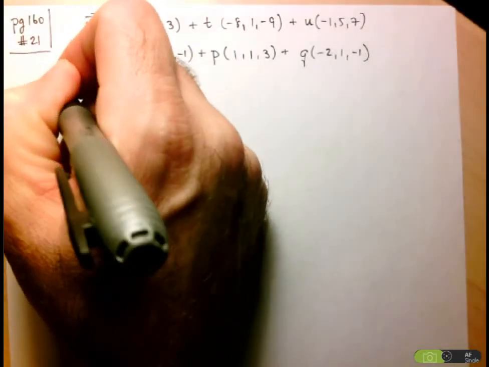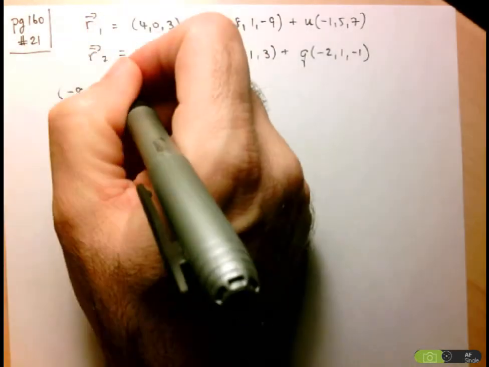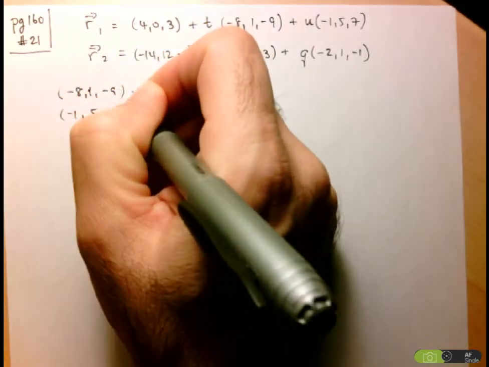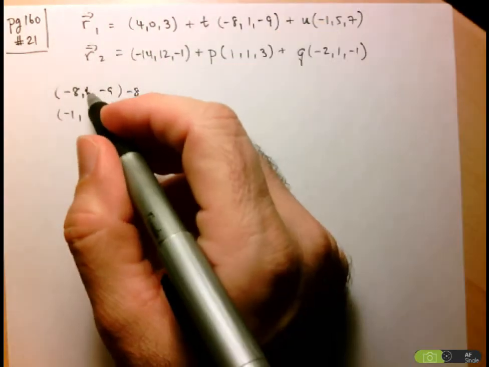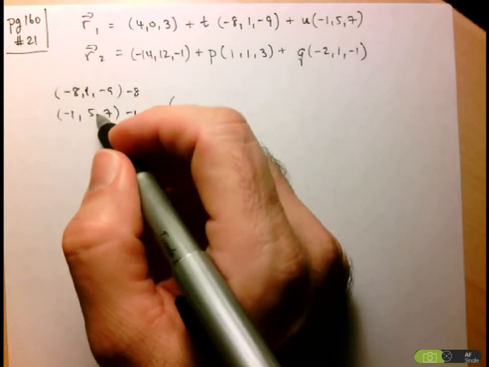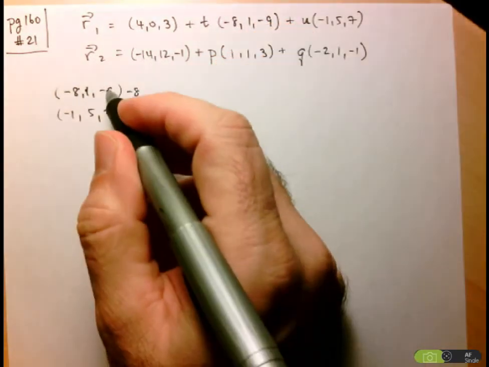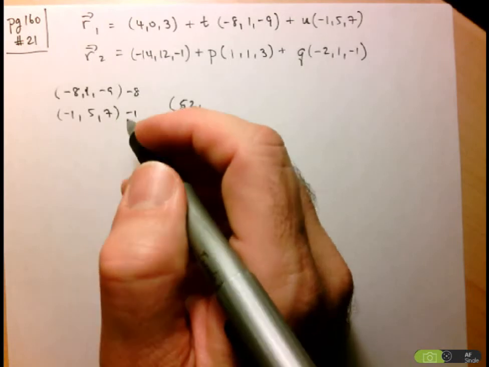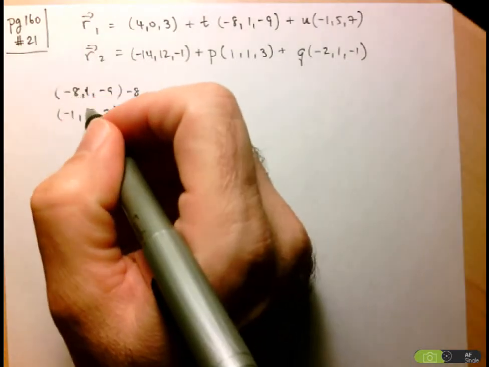So we'll start with -8, 1, -9. And the other one is -1, 5, 7. Let's find our first normal vector. So we have 7 minus -45, so 7 plus 45 is 52. Then we've got 9 minus -56, so 9 plus 56 is 65, and then here we've got -40 plus 1, which is -39.